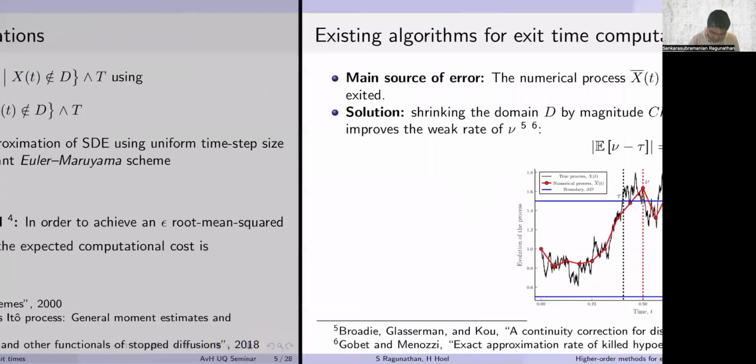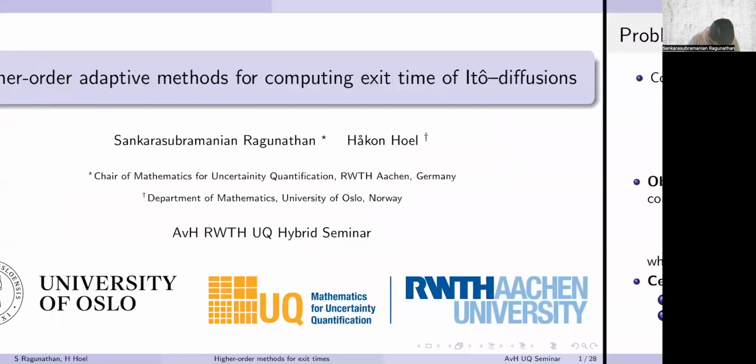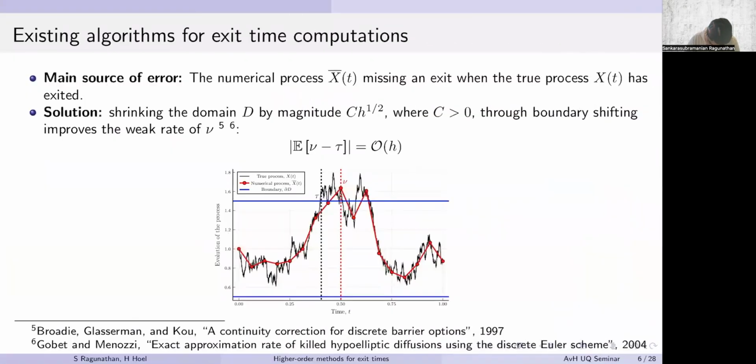So these are some of the existing methods related to computing the exit time of a process. The major source of error is what I wanted to get into. The major source of error is the numerical process missing an exit when the true process has already exited. As you can see from the image here, the true process has already exited at this point in time, whereas the numerical process exits only here. So there is a discrepancy in the time between when the true process actually exits and the numerical process exits.